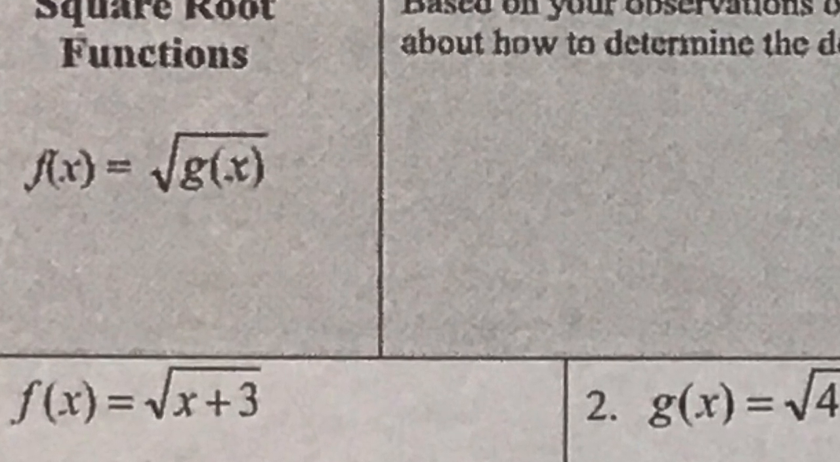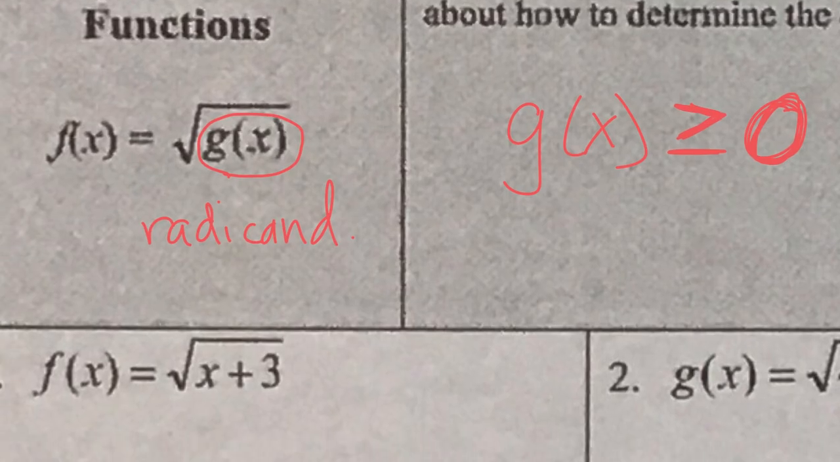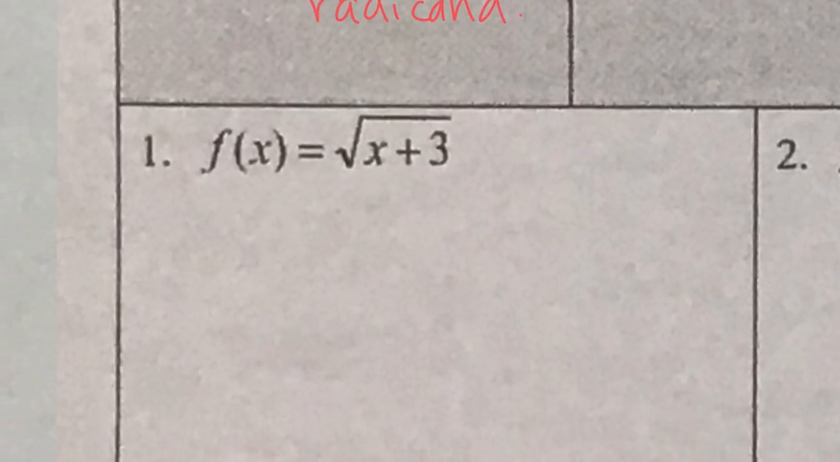Okay, so I'm going to use this notation, right? g of x represents your radicand. That's the thing underneath your radical, the radicand. So what we said is your radicand must be non-negative. So you take whatever is underneath your radical and you make an equation by setting it greater than or equal to 0. So let's see what that looks like in practice.